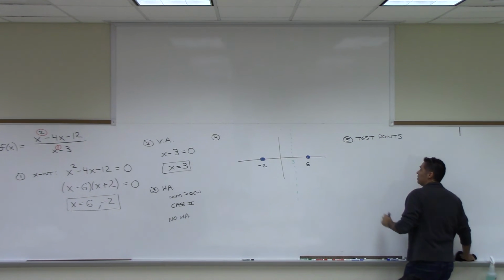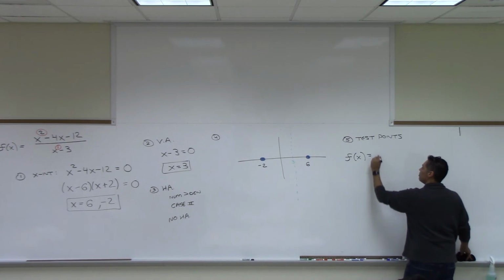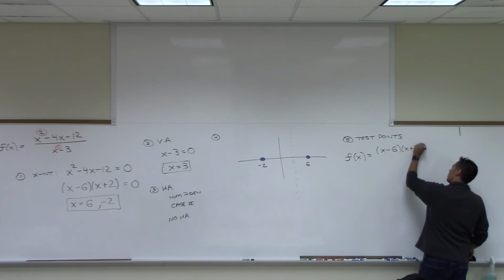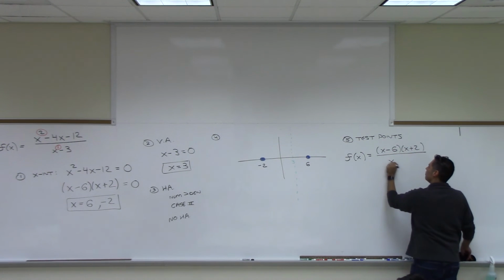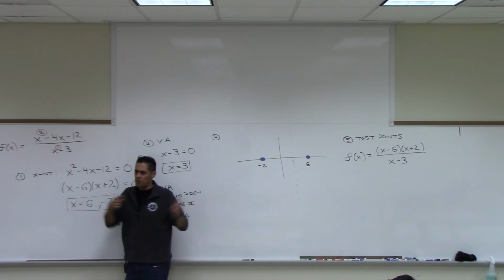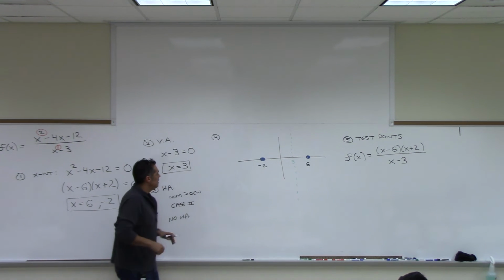Before I do the 4 test points, I'm going to rewrite the function over here in its factored form. I went ahead and put the factored version over there because I'm going to plug my test points into it, so I want to be able to see it.